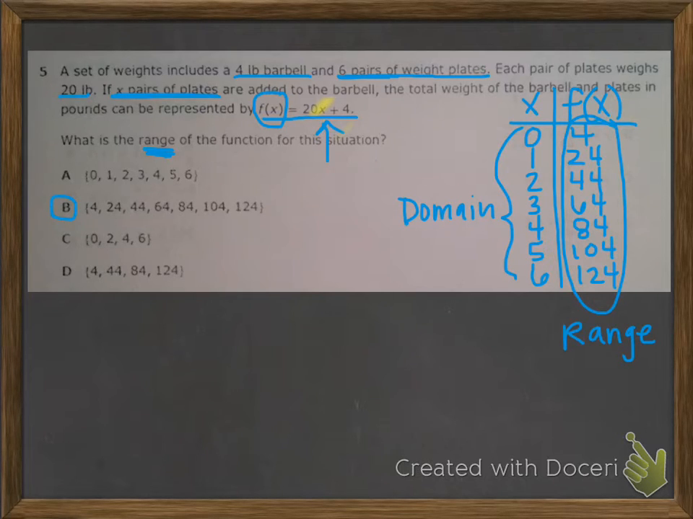Answer choice A would be my domain. If I wasn't paying attention, I could easily put that. Answer choice C has some of the domain, and answer choice D has some of the range. So the answer here is B.